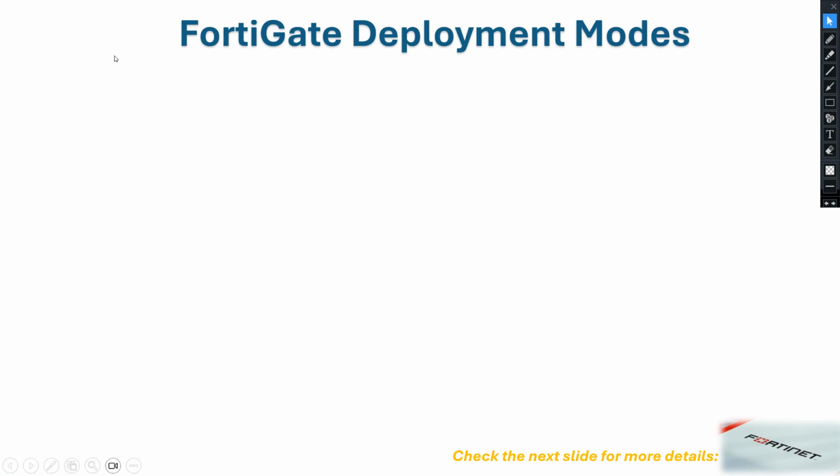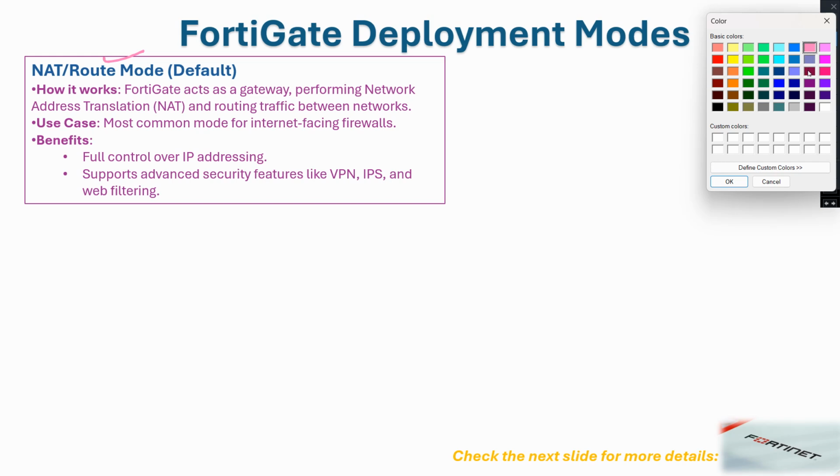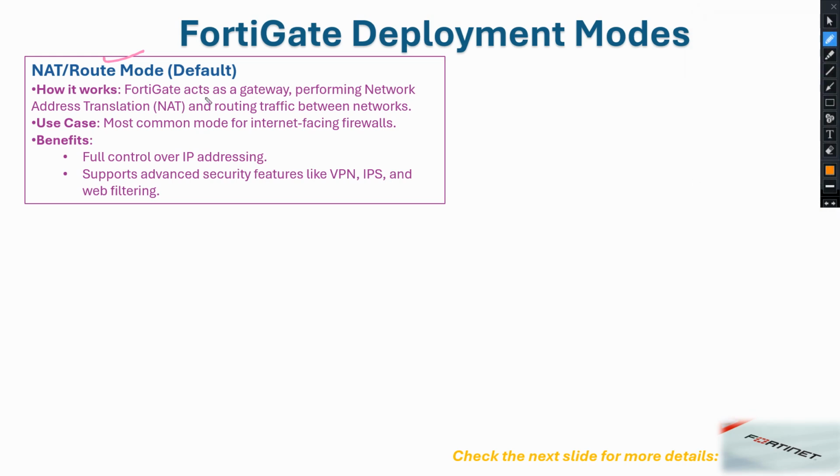So in FortiGate deployment modes, the very first is NAT mode or you can say route mode. This mode is the default mode. It will not change, it will be the default. Let me change the color here. Okay, so how does it work actually? I have covered three questions for all these modes: how it works, use cases and benefits.